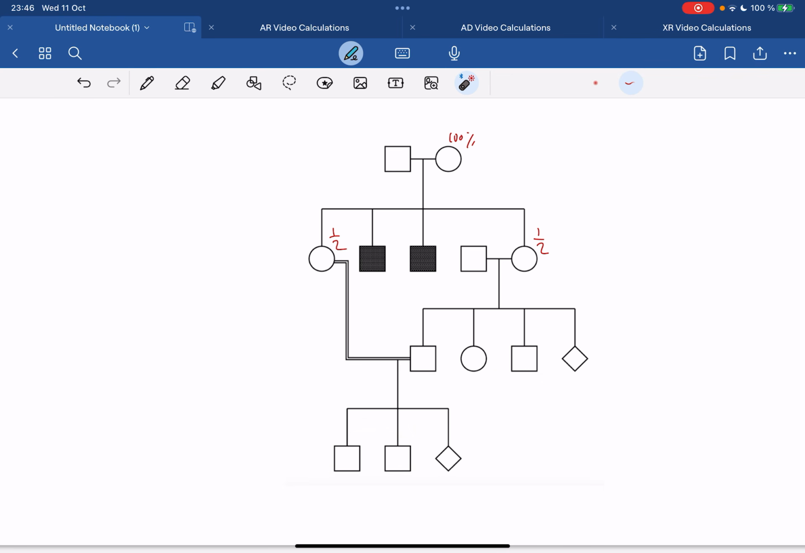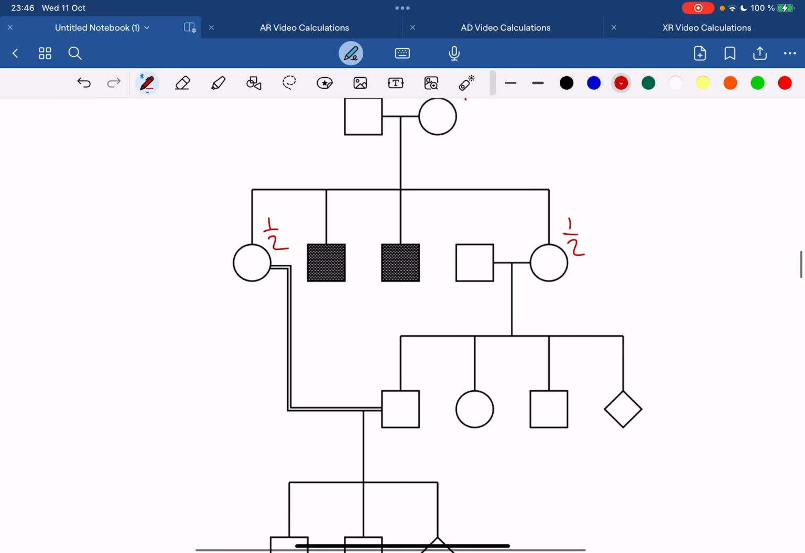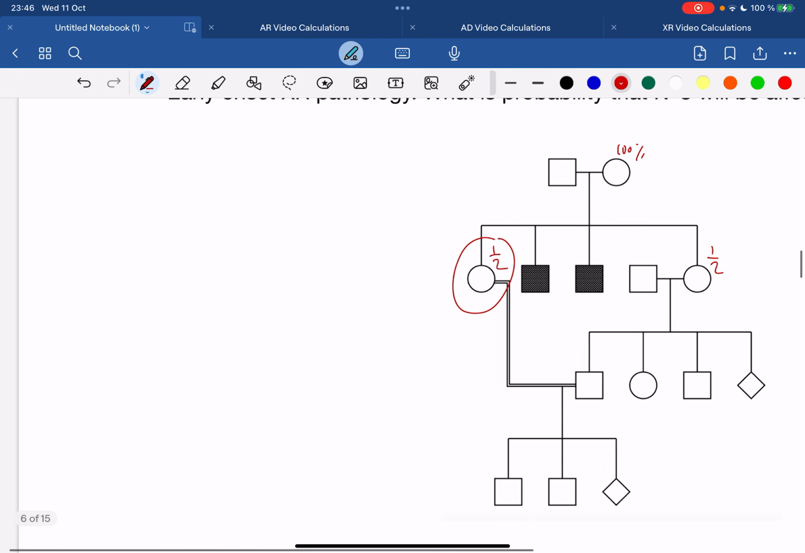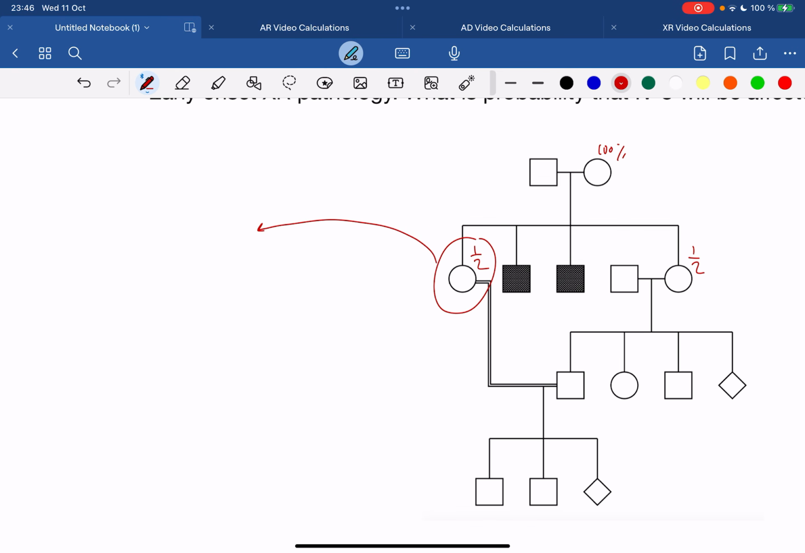So in this case, both of them have healthy sons. So we assume we go first for this one. That would be 1/2 prior. Sorry, not conditional, carrier.